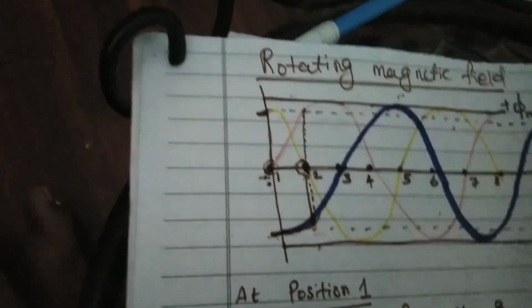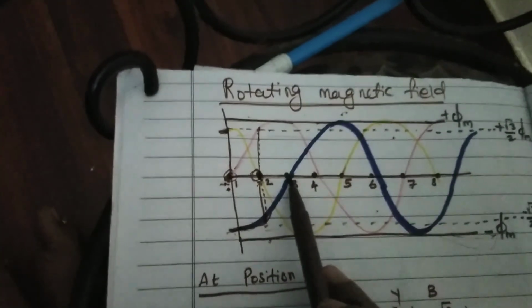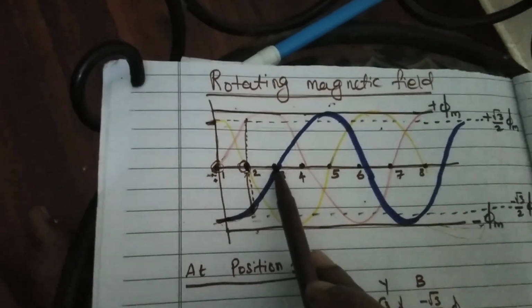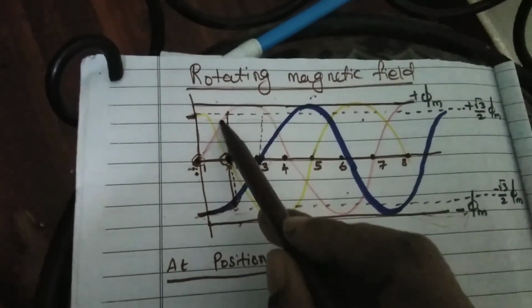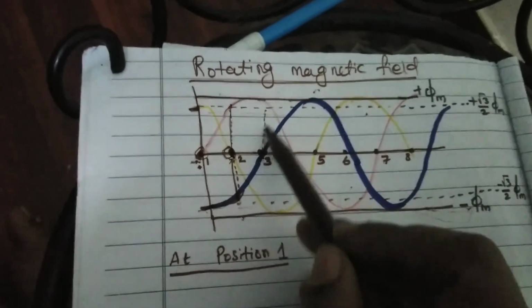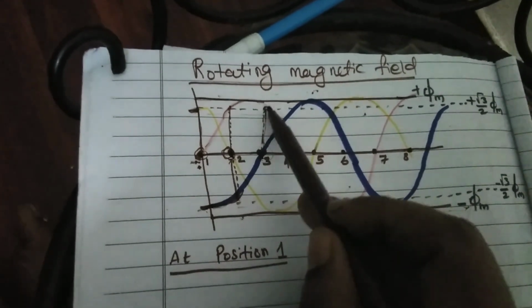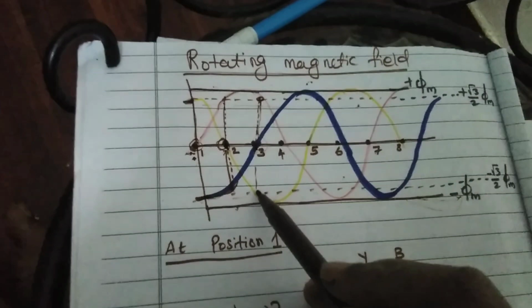We can see the third position as well. In the third position, B is 0. Since we can't draw exactly, it is plus root 3 by 2 for R, and the yellow will be minus root 3 by 2. So now let us calculate. We can do it on our own.